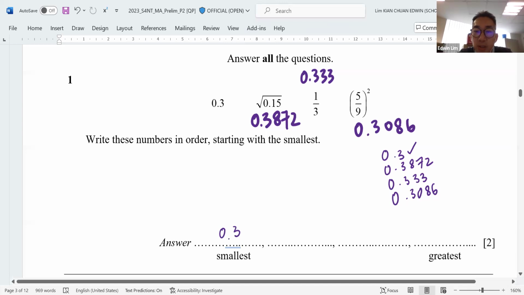Next, I'll compare the next three numbers. All right, it's all 0.3. So I look at the next decimal place, that is second decimal place. One is 8, 3 and 0. So 0 is the next one, it's smaller. So I have 5/9 squared. Left with two more, 0.333 or 0.3872. So 0.33, so it's 1/3. And lastly, square root of 0.15. So this is question number 1.